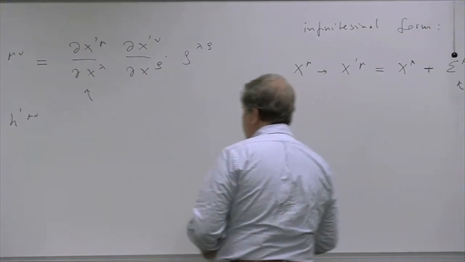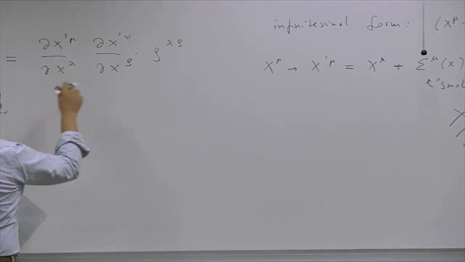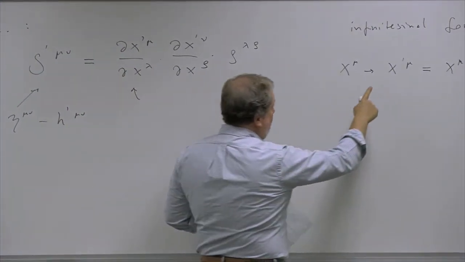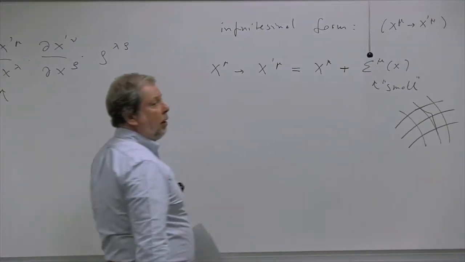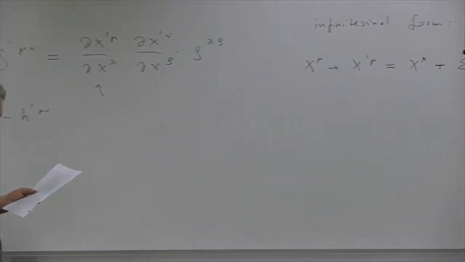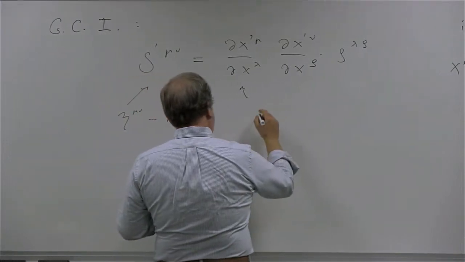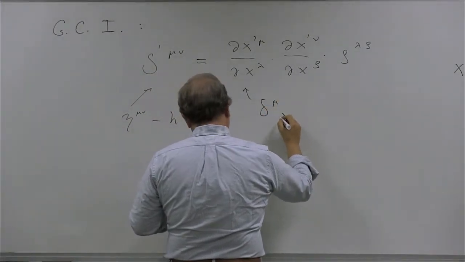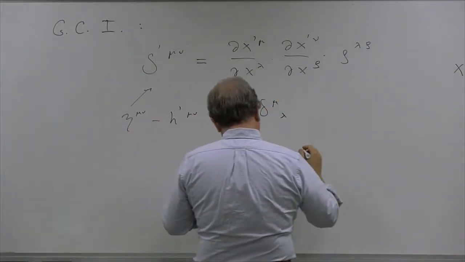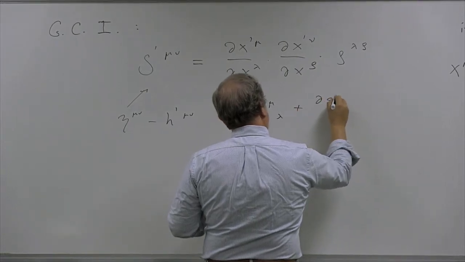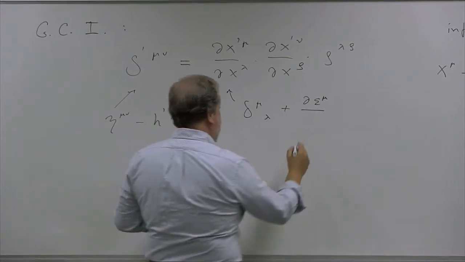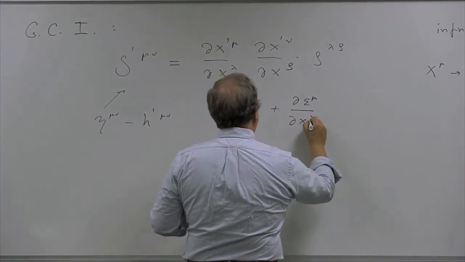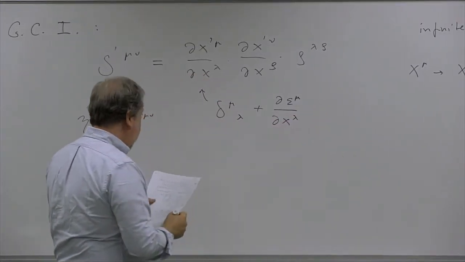So that means that now we can insert the derivative of x prime with respect to x, which is going to give us a term which is just a Kronecker delta, delta mu lambda, plus this epsilon function. And because it depends on x, this is not 0. So we get the derivative of epsilon mu by dx lambda, and that goes in there.